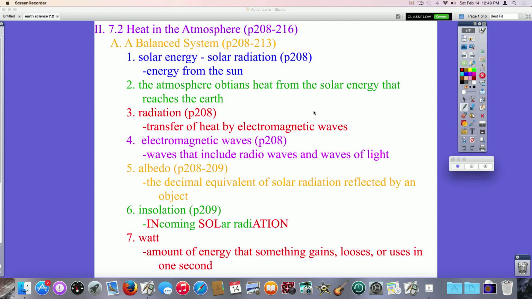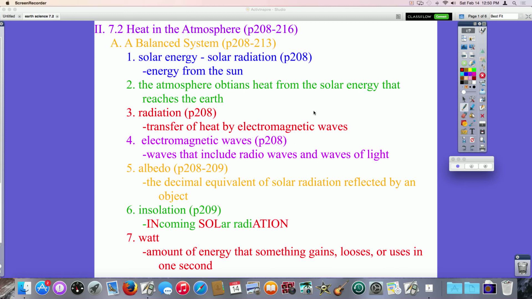We will see this term again because I want to combine it with some other terms. But radiation is the transfer of heat by electromagnetic waves. Electromagnetic waves are waves that include radio waves and light waves. Electromagnetic waves include a lot of things, including X-rays, cosmic waves, cell phone waves, TV waves. It's a very broad spectrum. However, the amount that actually gives significant heat isn't as big.